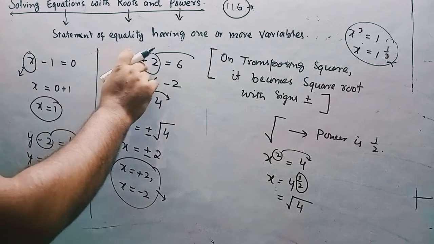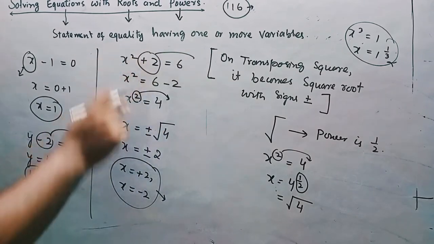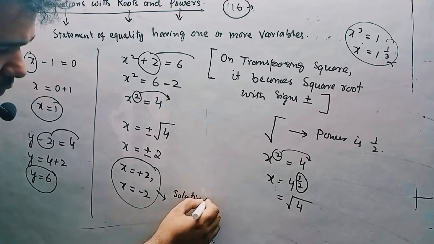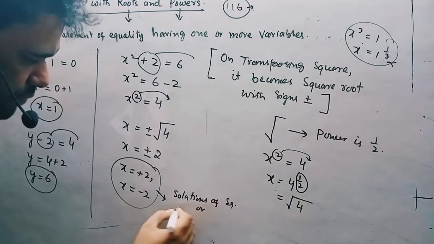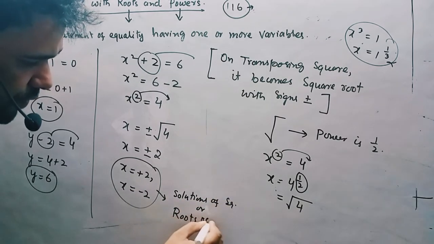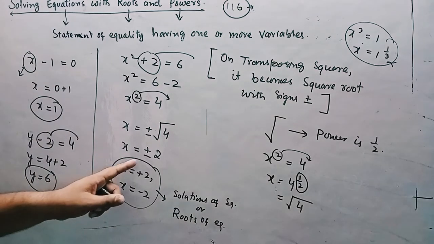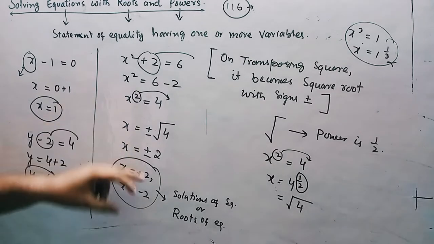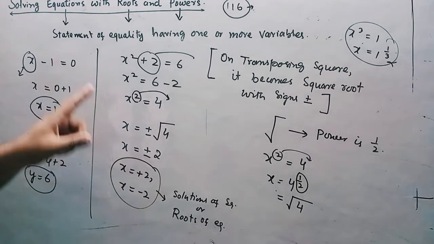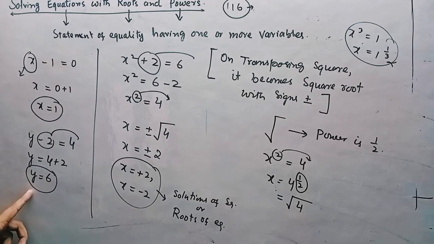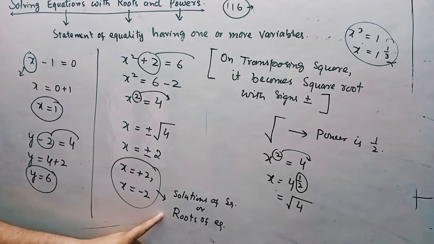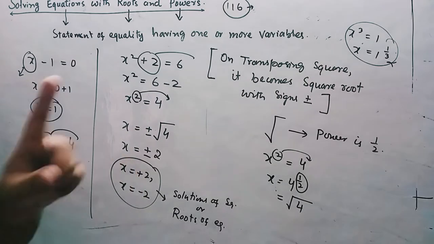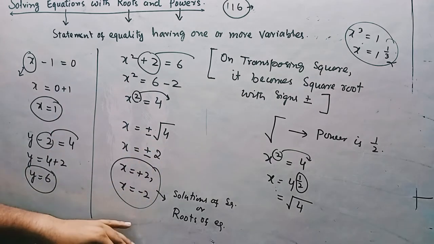You can see here x square plus 2 is equal to 6. Here it was x square, that is why two values of x came out. These are called solutions of the equation. Their other name is roots of the equation. So what are the roots of this equation? Plus 2 and minus 2. These two roots are its solutions. Here you can see this is only one solution, and here it has two solutions. So we can say the linear equation has one solution, the quadratic equation has two roots or two solutions. You got it?